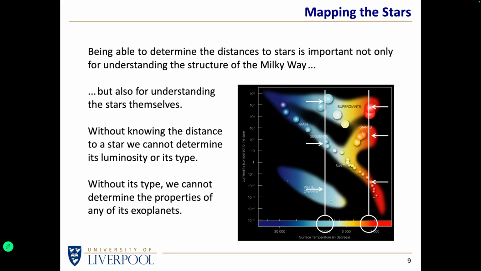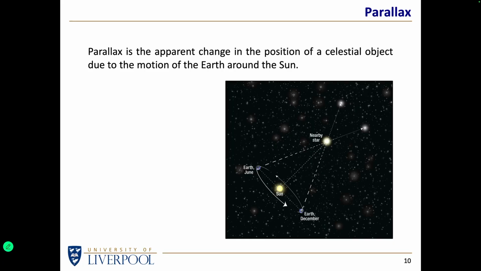So if we don't know much about the host star, then really we don't know much about the exoplanets either. So understanding distance is critical to understand the nature of the stars and the three-dimensional picture of how our Milky Way is put together. How do we get distance?